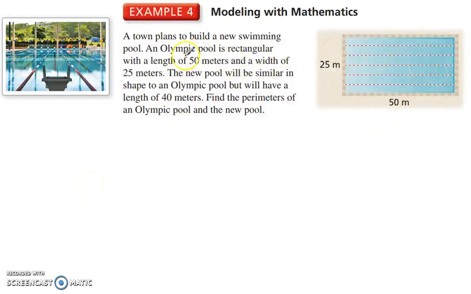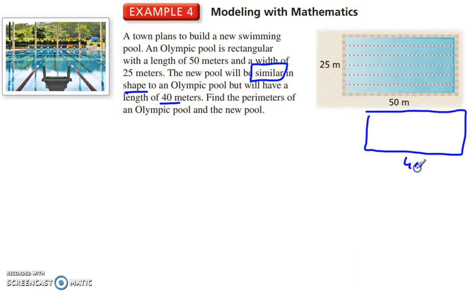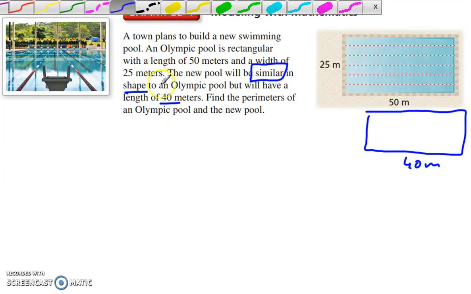So here we have a pool. An Olympic-sized pool is 50 by 25 meters. And they're building a new pool that's going to be similar, keyword right here, similar in shape to an Olympic pool, but will have a length of 40 meters. All right, so it's going to be a bit smaller. This is going to be 40 meters. Now they are asking to find the perimeters of an Olympic pool and the new pool.